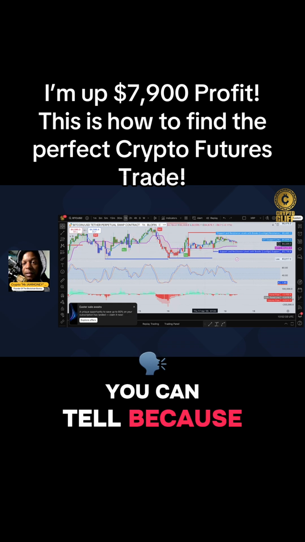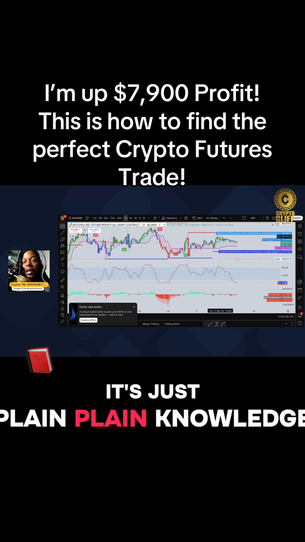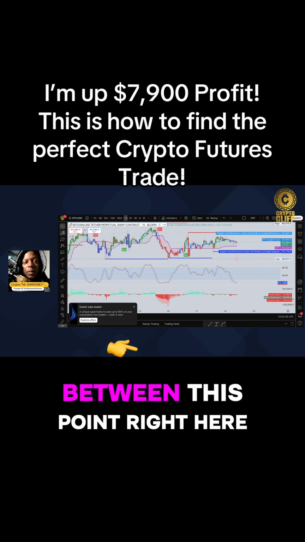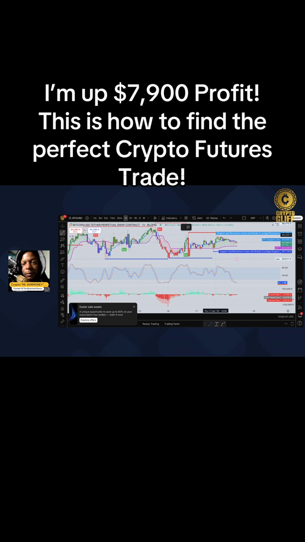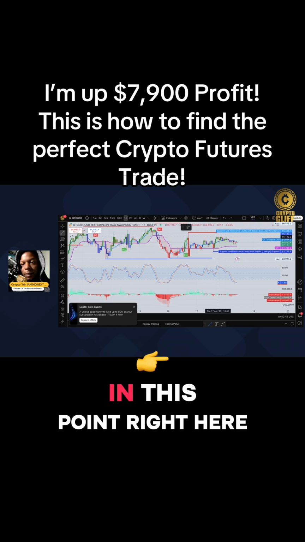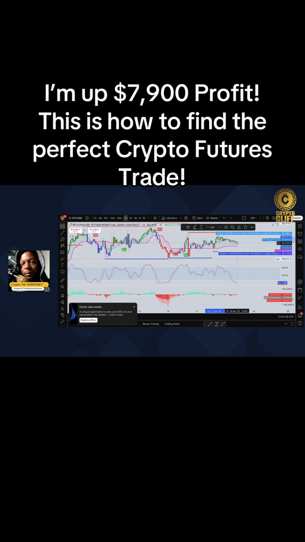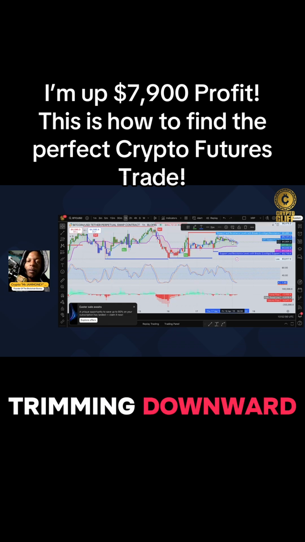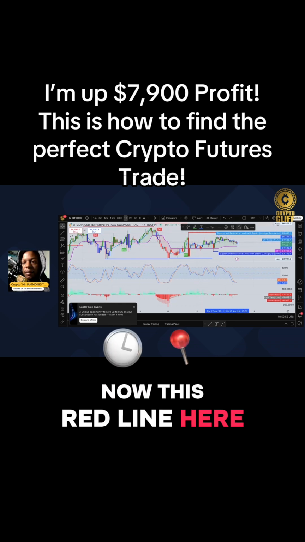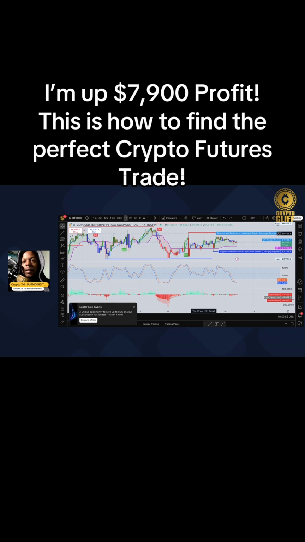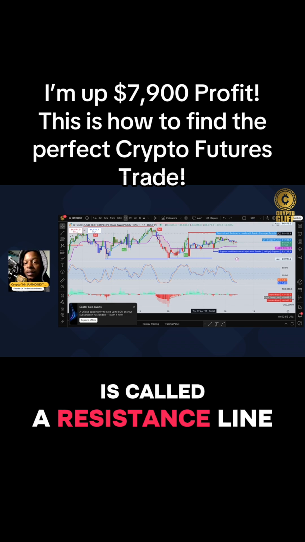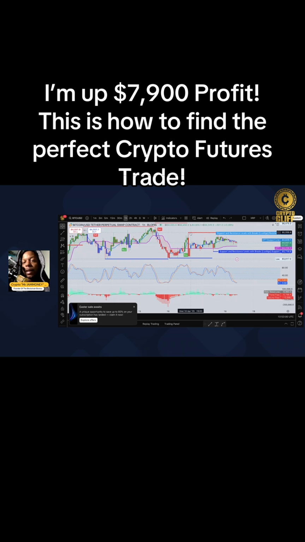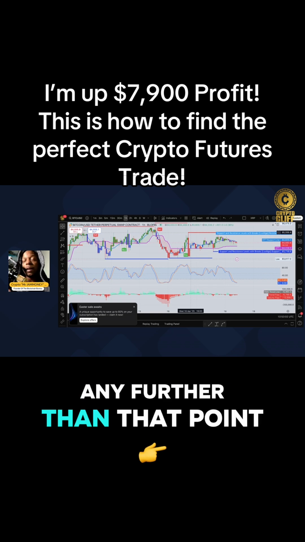You can tell because, if I tell you, this is just plain knowledge. If you're a complete beginner, if I was to say what's going on between this point right here and this point right here, you can clearly see that the market is going where? The market is trending downward. Now, this red line here is called a resistance line. That means the market has tapped out at this point right here, and it didn't go any further than that point.